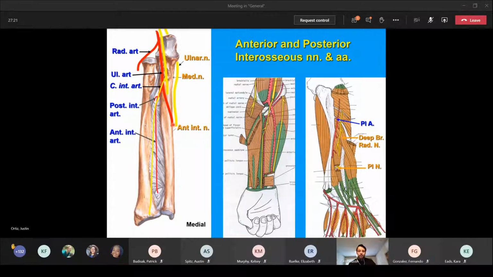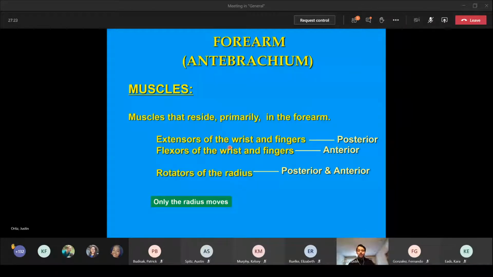Okay, and then for the extensors of the wrist, they're going to be on the posterior side. I mean, flexors are going to be on the anterior side. We know that. And then the rotators of the radius, which are going to help with pronation and supination, can be on the posterior and anterior. But remember, only the radius moves, right? So your ulna is always in place. Your radius is the one that is constantly moving. Important to know that so you don't get confused about which one is staying stable.